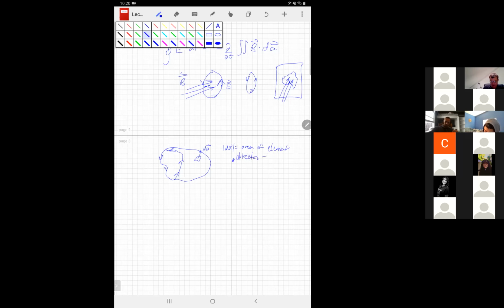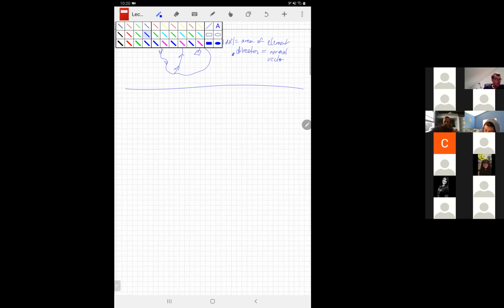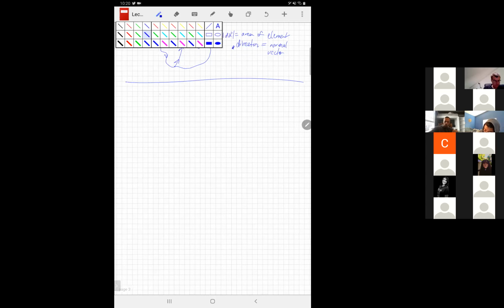And the direction is equal to a normal vector, a vector perpendicular to the surface. Let's just do a few classic examples in 3 different coordinate systems to refresh our memory on setting up surface integrals. First one, we're going to put something along the z-axis, x, y, z. We've got a surface that's sitting here.